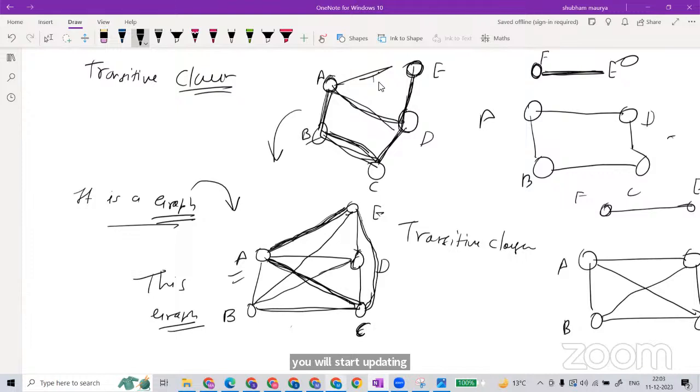So I have some doubts in week 9. Can you take that doubt? So let me finish the graph thing. Okay, then we'll discuss. Okay.